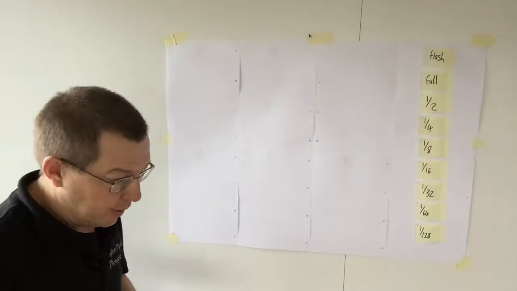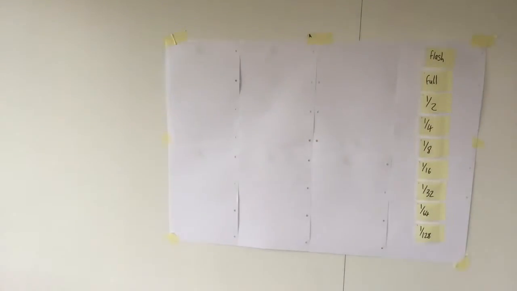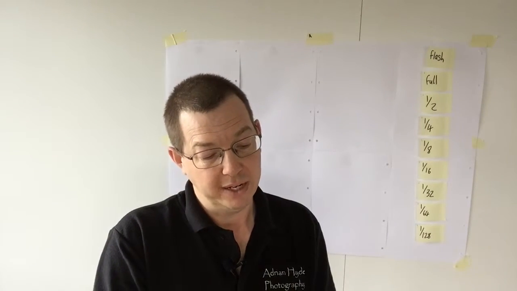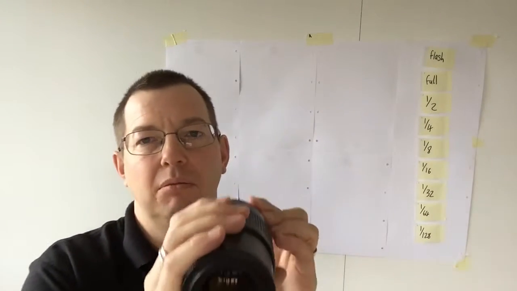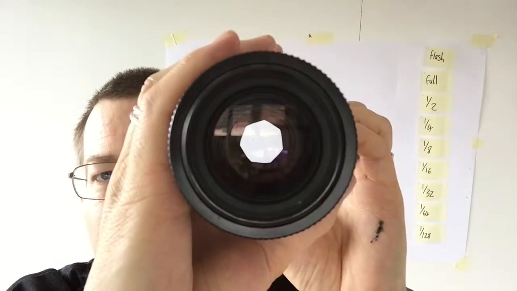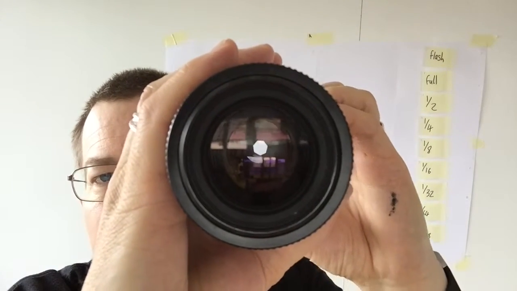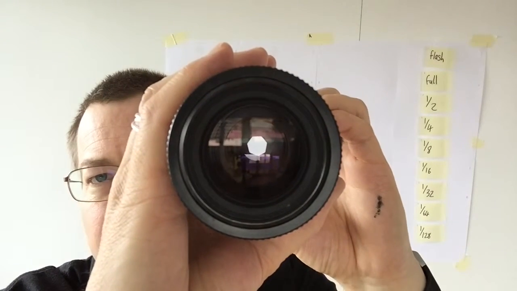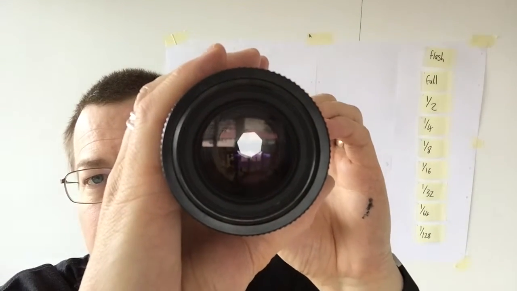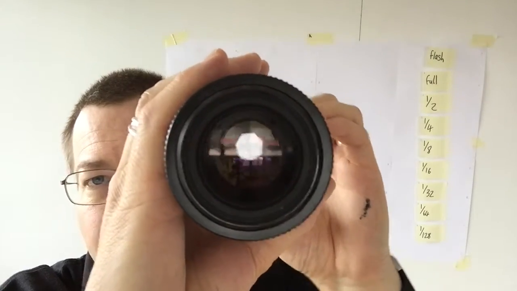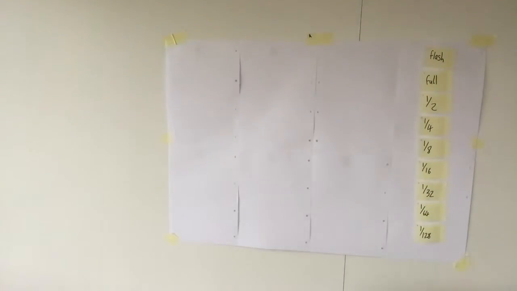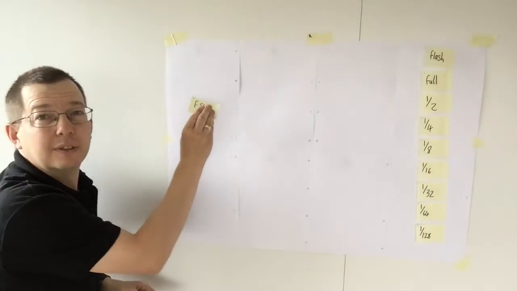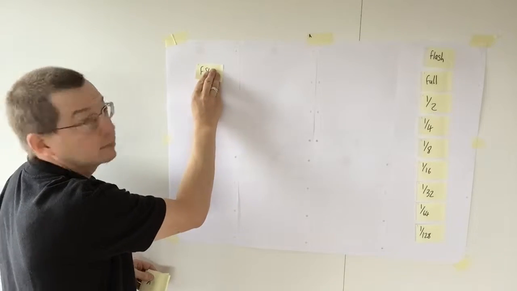Now your f-stops. Your aperture is the hole in your lens. And every time we go down, it does the same thing as your flash. It cuts the light in half every time, or adds half the light. So these are the f-stops.